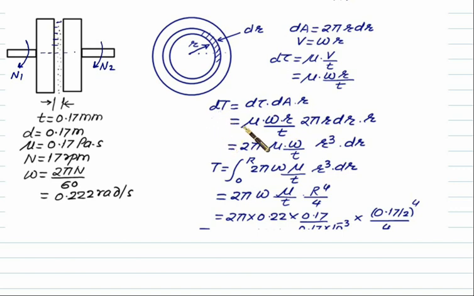So substitute all these values and integrate. Since the limit is from 0 to r, substitute the limit and solve the integral. Finally we'll get the total torque required to overcome the friction between the two parallel discs is equal to 2 pi omega mu divided by t, into r to the power 4 divided by 4. Remember here, this value of n1 you have to calculate as n1 minus n2. That is the rotational speed, and then you can convert it into angular speed.